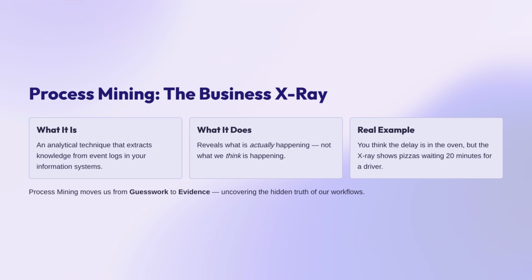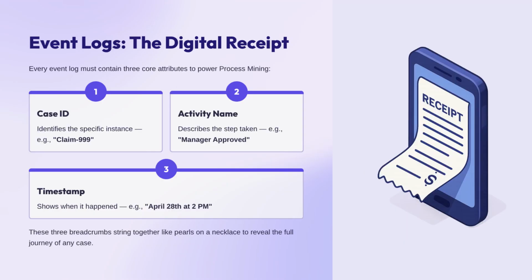So now that we've mastered how to gather our digital breadcrumbs, you might be wondering how we turn that pile of data into a visual picture that actually makes sense to our eyes. Well, that brings us right into our next step, which is the process map and variant analysis. Now we need to talk about the process map.